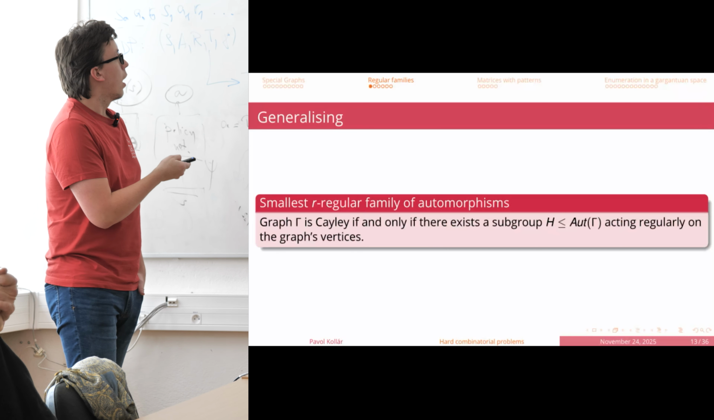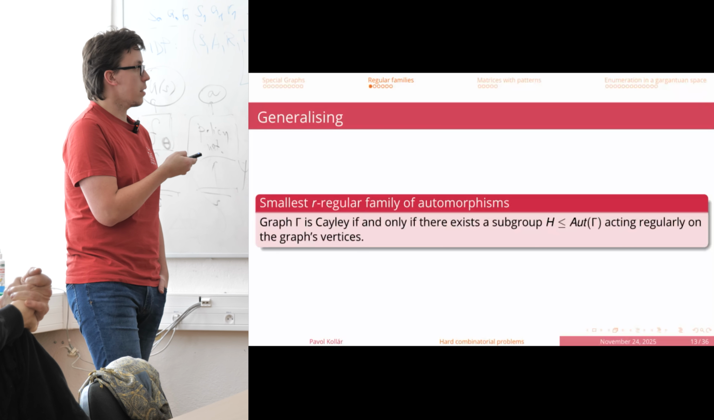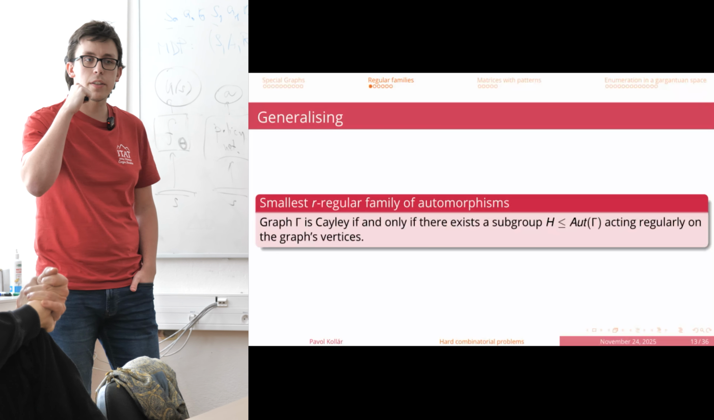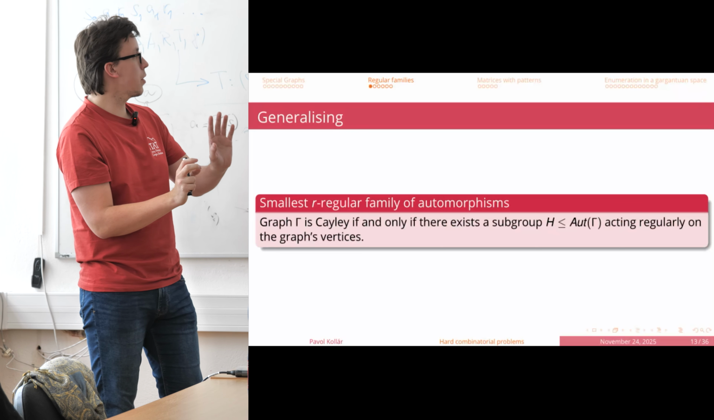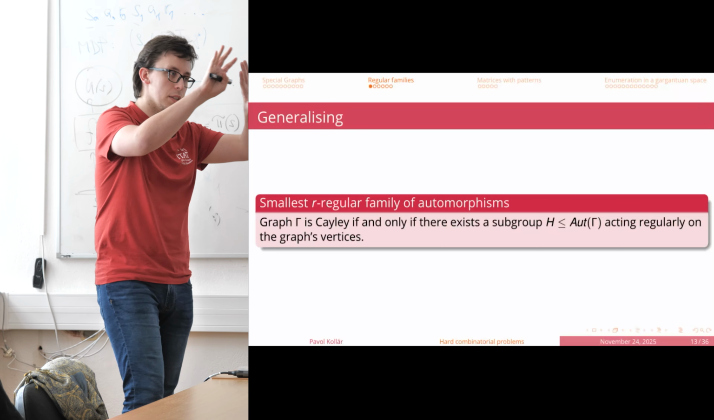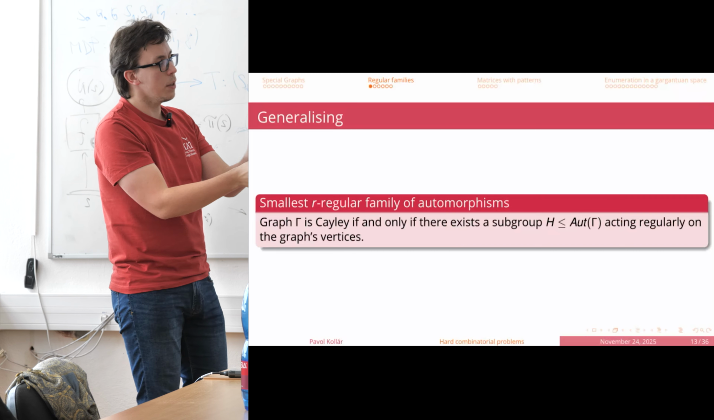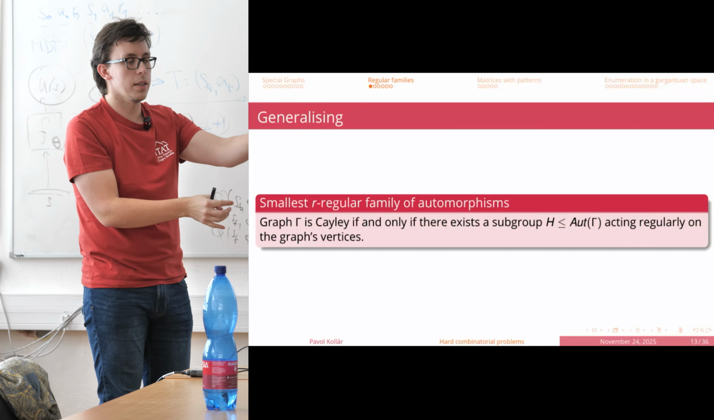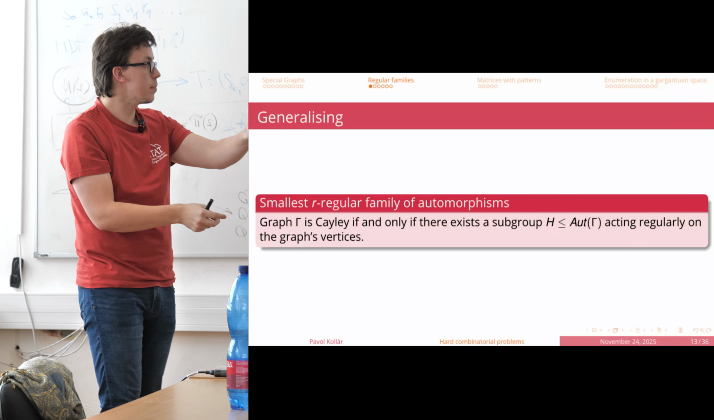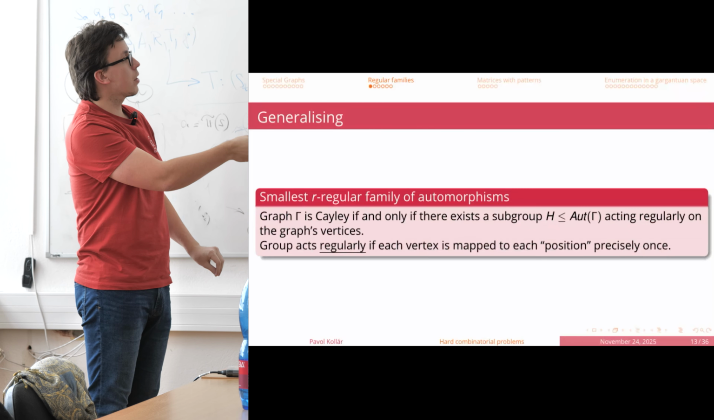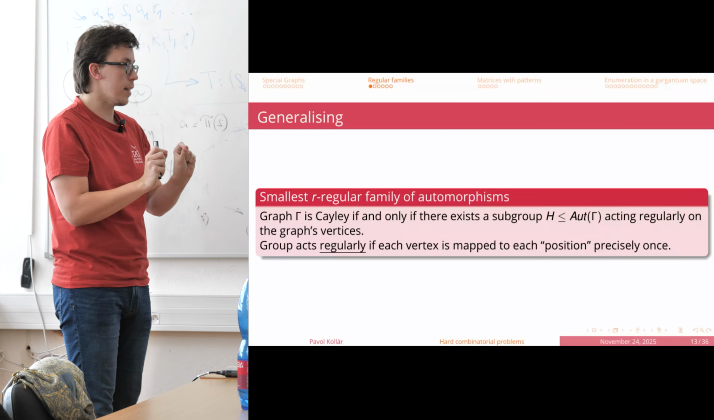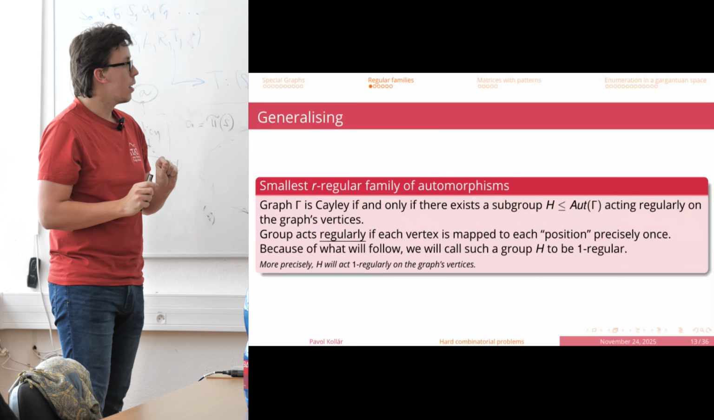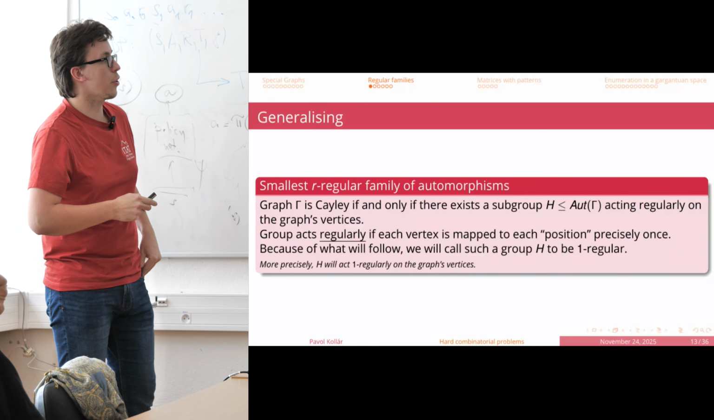We know that a graph gamma is Cayley if and only if there exists a subgroup within the full automorphism group that is acting regularly on the graph's vertices, right? We have the full group, and then we take some small chunk of it that still is required to be a group. And acting regularly just means that every vertex is mapped to every position in the graph precisely once. We call that one regular action.